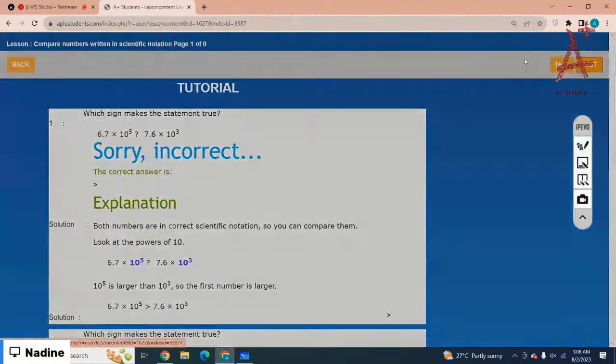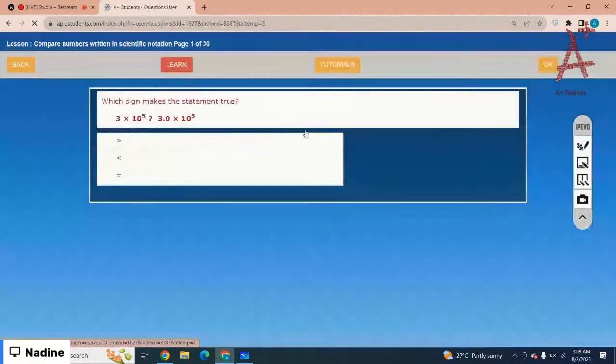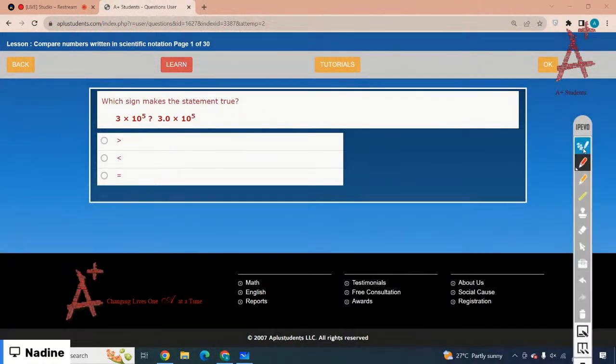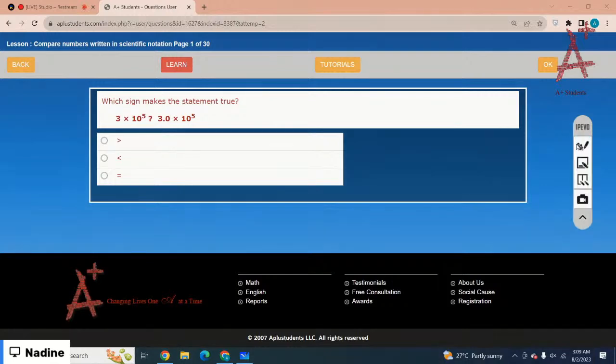Okay, let's just start with the practice questions. Which sign makes the statement true? The first thing we have to do is compare the exponents of 10. You can see both are 10 exponent 5 and 10 exponent 5, they are exactly equal, right? Now look at the numbers. 3 and 3, also equal. That means both the numbers are exactly equal, right? So the correct option is equal.